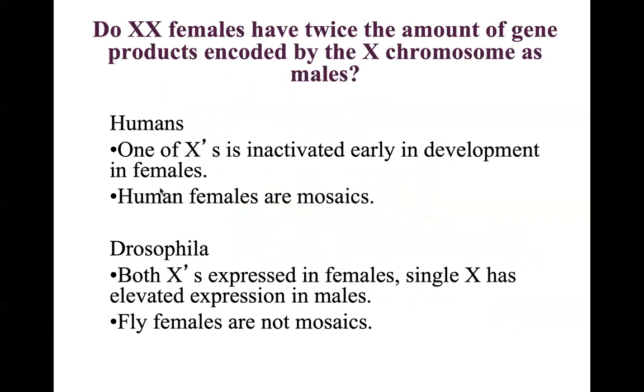And so I have a question for everybody. We're down the home stretch. We're about to end. So genetically normal females are XX, right? And genetically normal men are XY. So the question is here, do XX females have twice the amount of gene products, in other words, protein, right? Do XX females have twice the amount of protein encoded by the X chromosome as males?